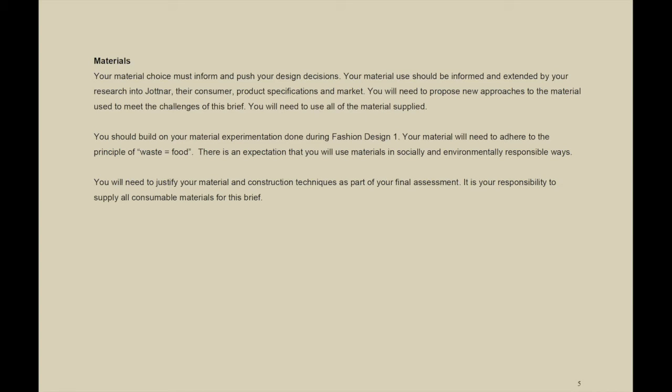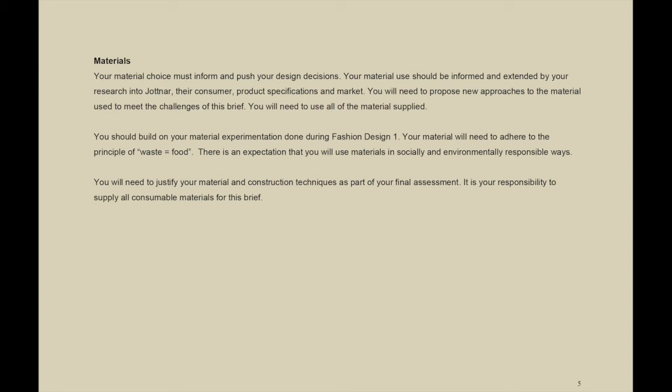You should build on your material experimentation done during Fashion Design 1. So you created a unique material in Fashion Design 1, and of course you pushed it further with Fashion Engineering 1. Your material would need to adhere to the principle of waste equals food. Okay, so we have to unpack that, and we have to define what that means. So worth doing some research into that. There is an expectation that you will use materials in socially and environmentally responsible ways. Okay, so basically it says that you can't burn down a forest to create the thing that you're doing, or melt a bunch of plastic in a closed room.